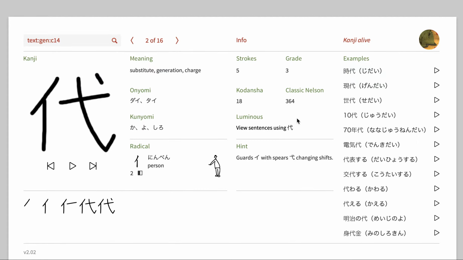This is used in a variety of vocab words. You have jidai, which means an era, like Meiji jidai, Showa jidai, Heisei jidai. Gendai, meaning modern. Sedai is generation. These next two examples are good to take note of. So judai refers to a generation, a decade of age. The years between 10 and 19 are judai. Nijudai, in English we would refer to as your 20s. Sanjudai, your 30s.